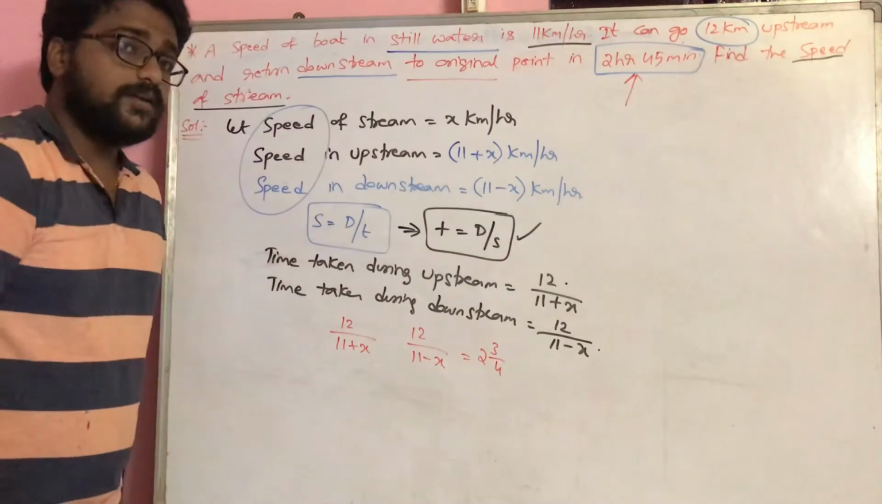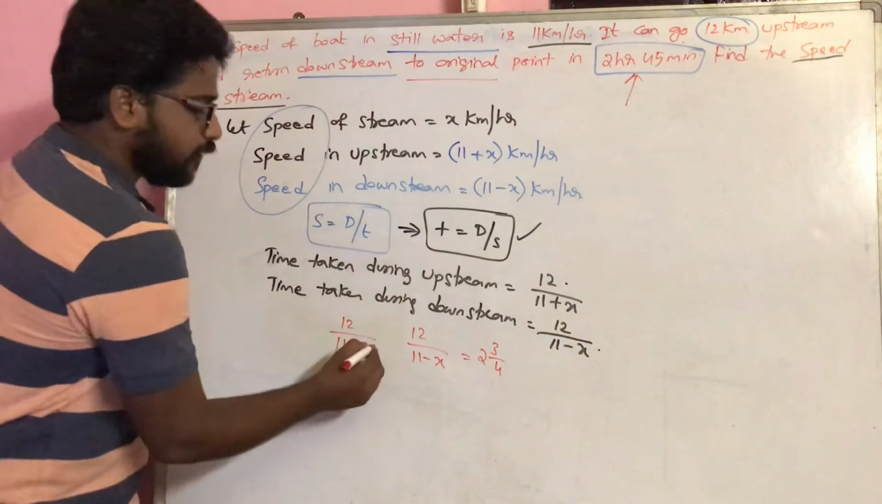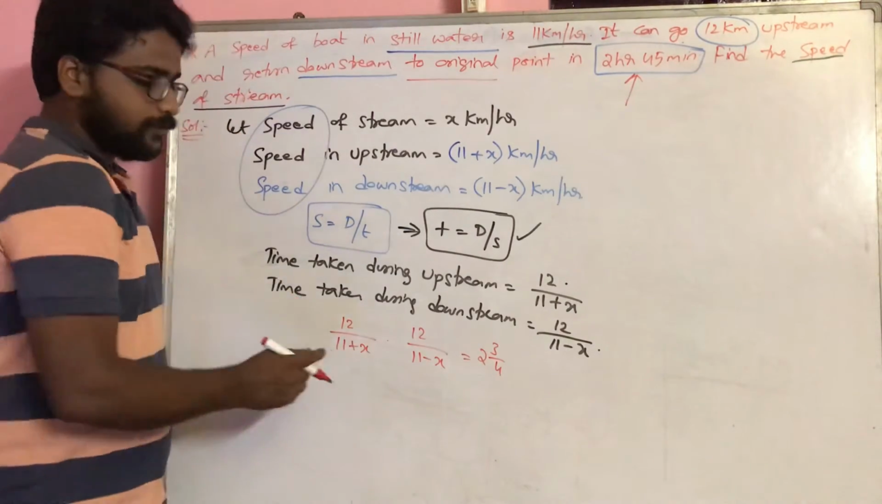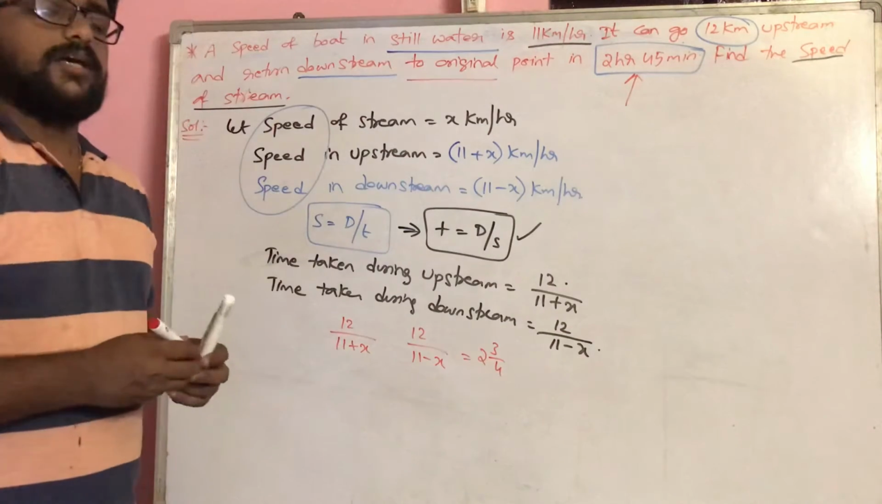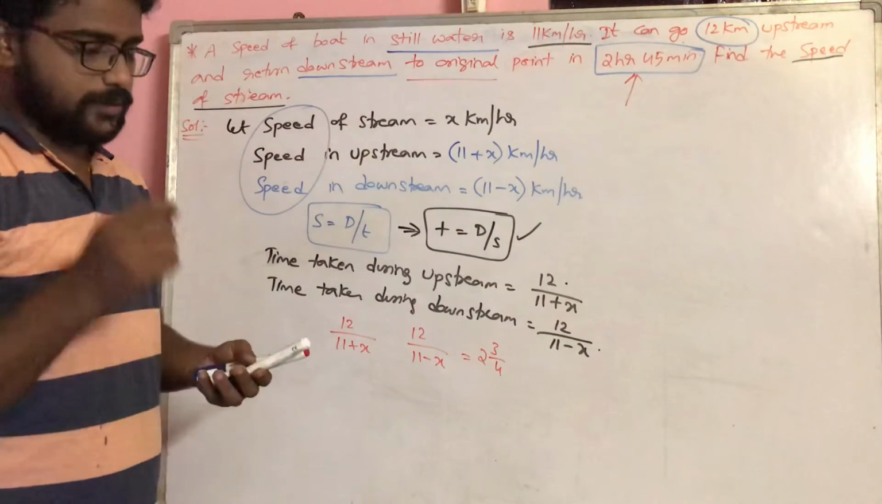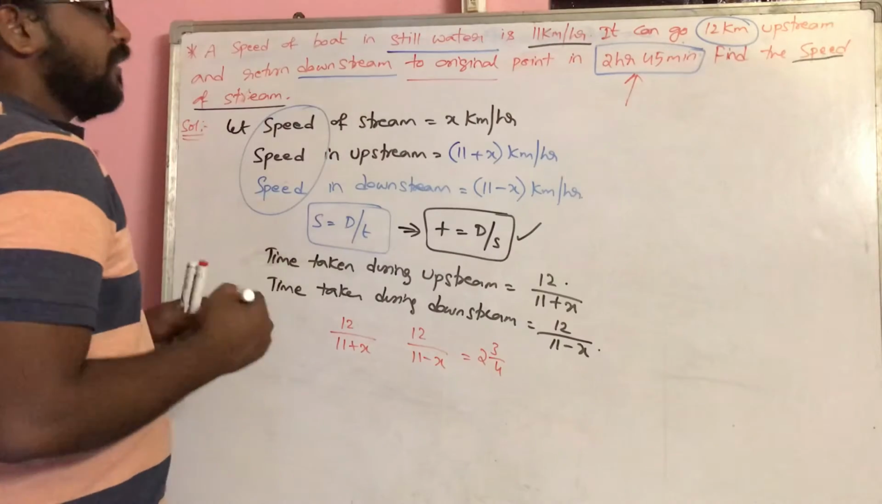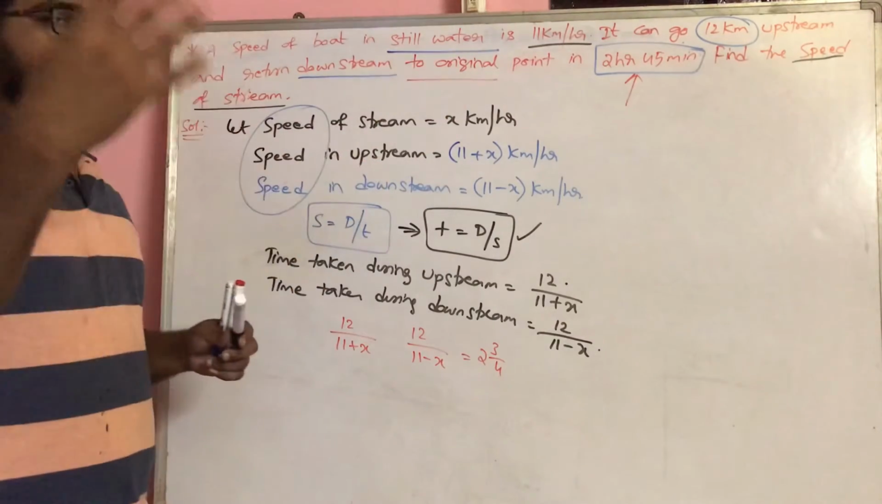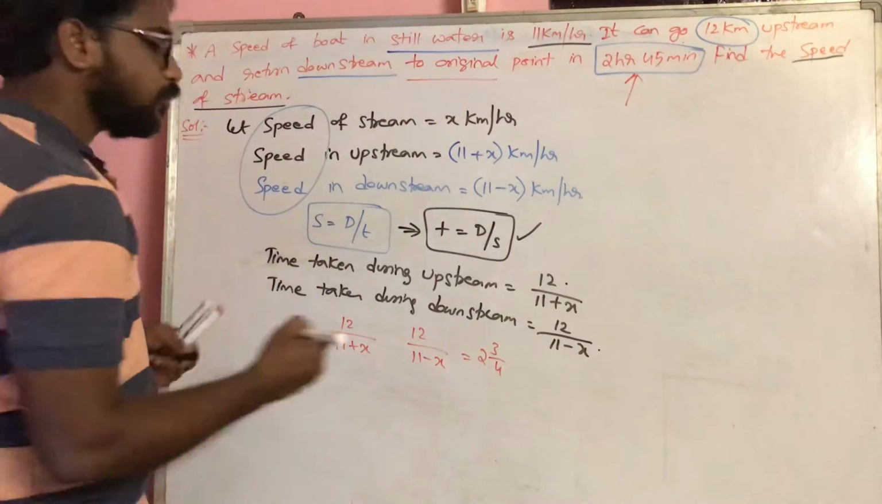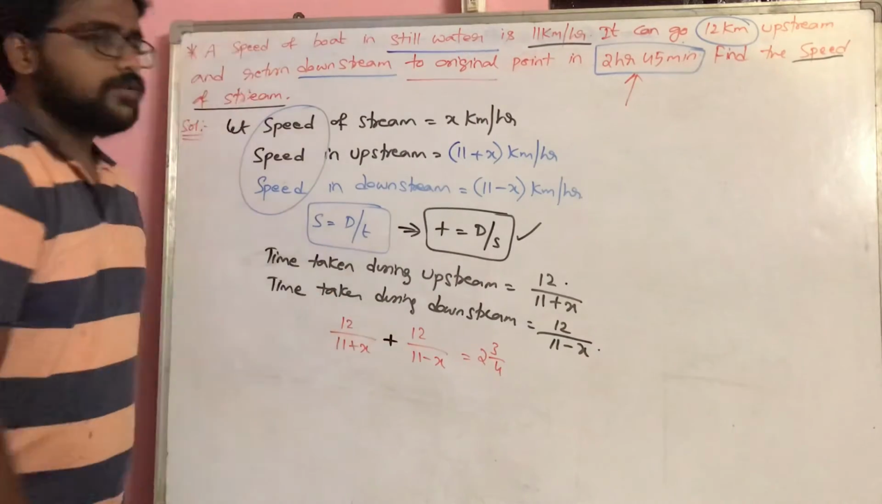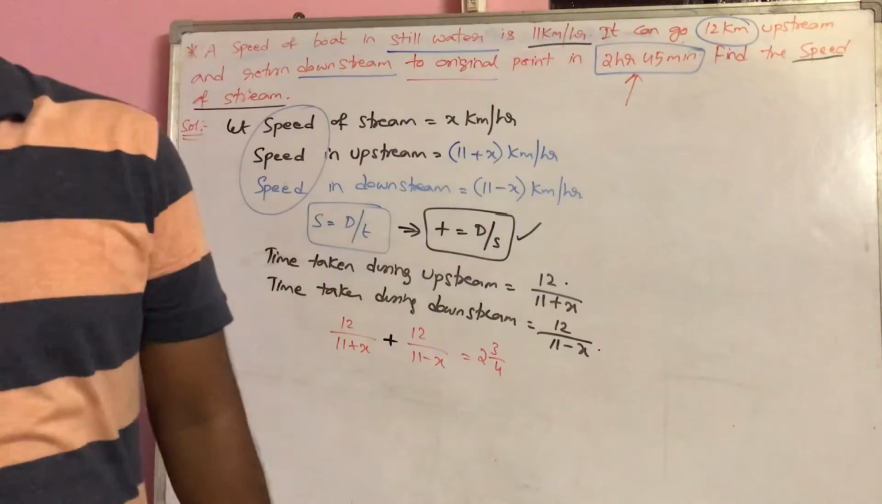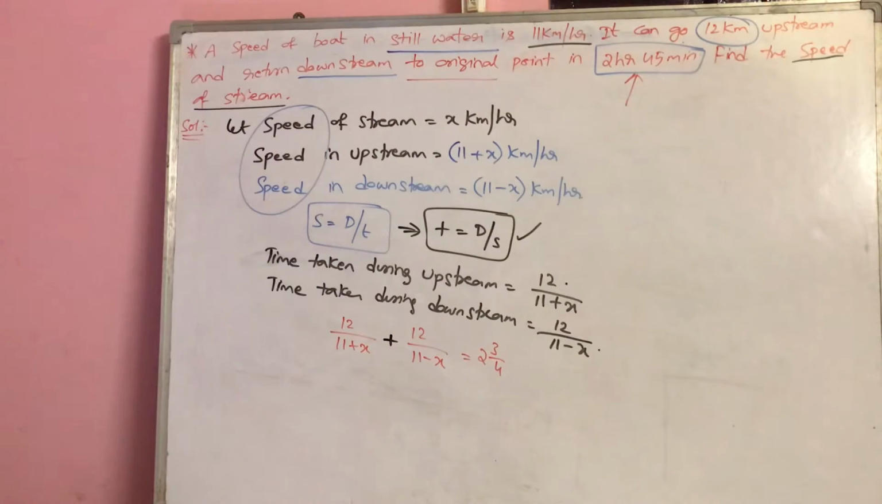So you can understand here, the question is, do we have to place a plus sign or a minus between these two? It's a simple thing, you are taking upstream and downstream together. That means both have to be added. So that's why 12 by 11 plus x plus 12 by 11 minus x is equal to 2 3 by 4.